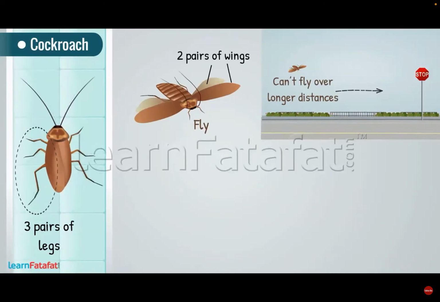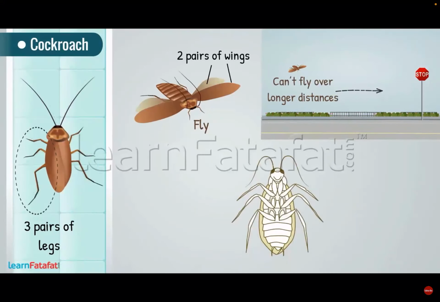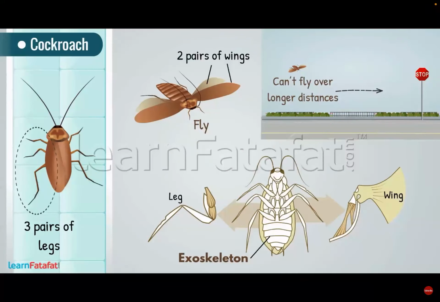The body and legs of cockroaches are covered with a hard outer skeleton called the exoskeleton. It helps in movement of the body. The movement of legs and wings is facilitated by muscles near them.